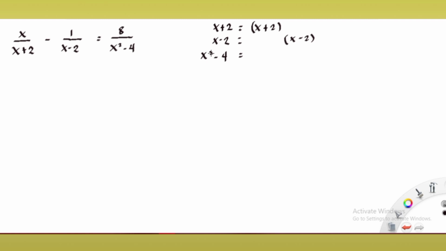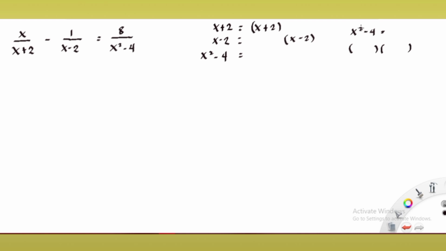Anong factors ng x squared minus 4? Difference of two squares yan. Perfect square ang x squared, perfect square ang 4. So, paano yan? Ito po ay sum and difference of two squares, diba? Sana po ay naaalala natin. So, x squared minus 4. Pag kinuha yung factors niyan, lagay na lang natin sa baba. Prepare tayo ng dalawang parentheses kasi product of two binomials. Okay? Binomial yung mga factors niyan.